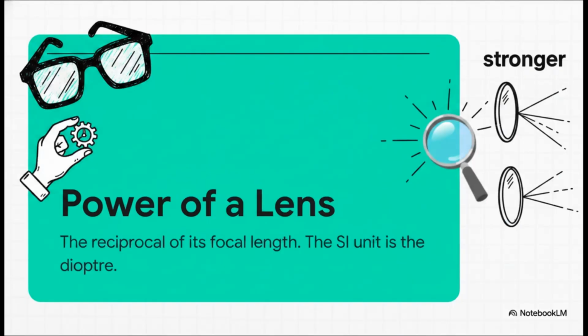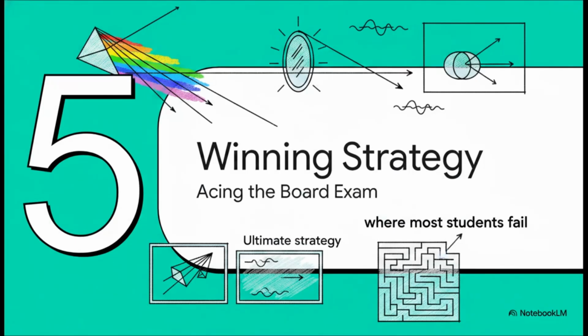Lenses dictate how we interact with the everyday world around us. Think of a watchmaker using a tiny magnifying glass to see gears, or even just the spectacles you or your friends might wear. The actual strength of that lens is called its power, and mathematically it is simply the reciprocal of its focal length. We measure this power in a unit called diopters. So the shorter the focal length, the stronger the bend of the light, which means you get a higher, more powerful diopter rating. Finally, we've reached Section 5, your board exam winning strategy.